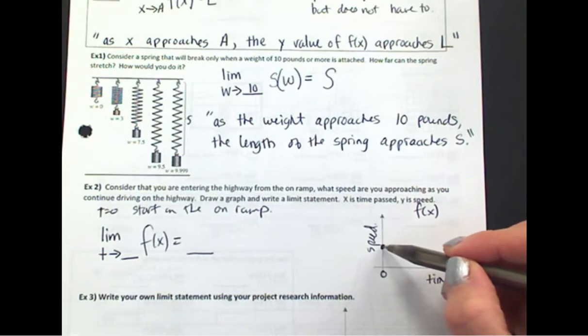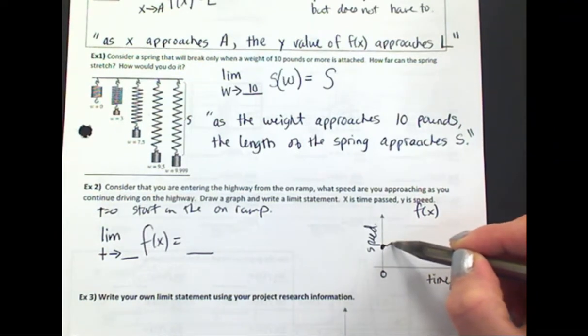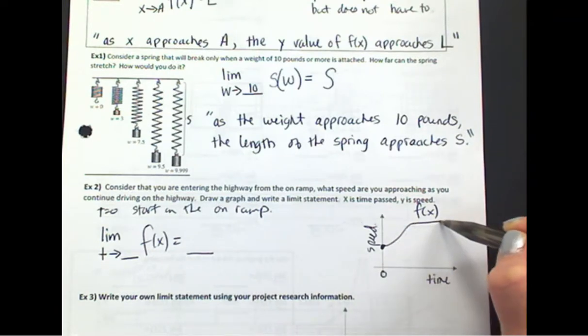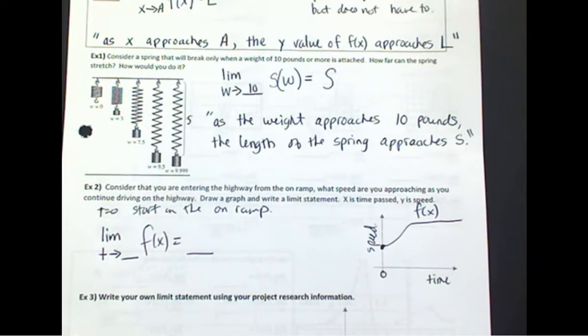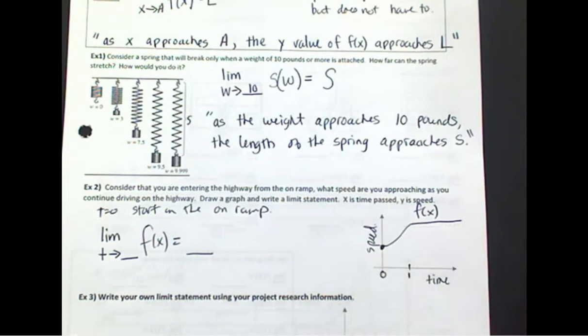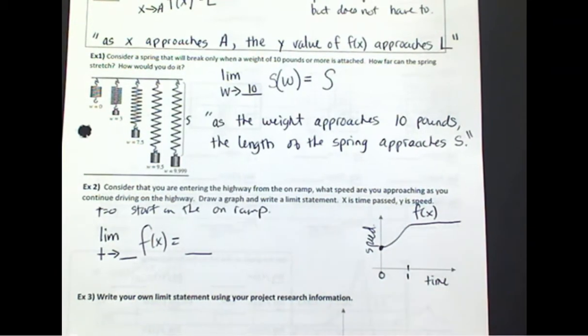Well, my speed is probably going to increase as I get on the highway. And then let's just assume the traffic's not too terrible. Eventually your speed should level out. Now, I don't have any numbers on this, but I should probably put some times on it. Maybe it takes me a minute to get on the on-ramp. Maybe it's half a minute. Guys, it's not important. You just have to put some sort of scale to it that might be reasonable.